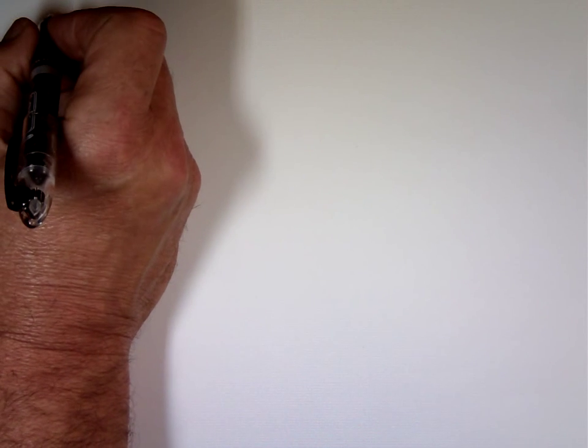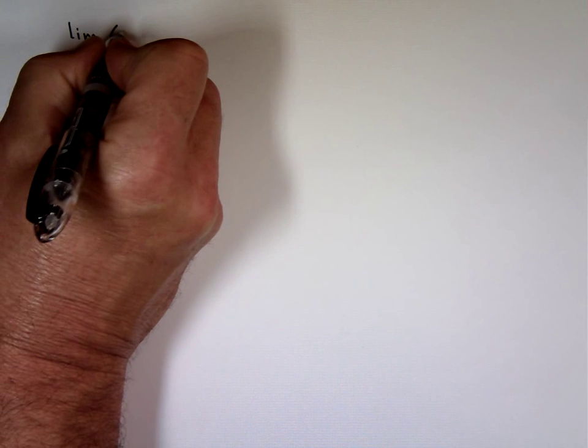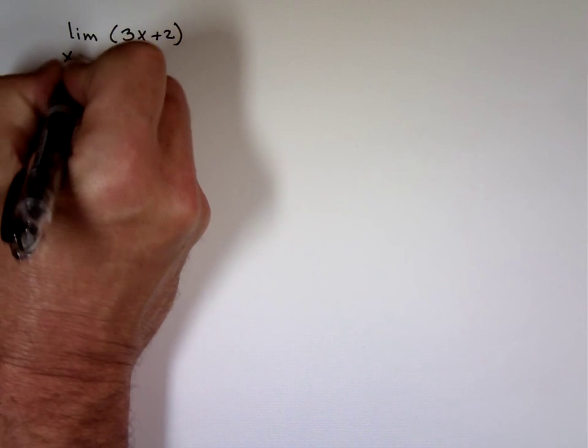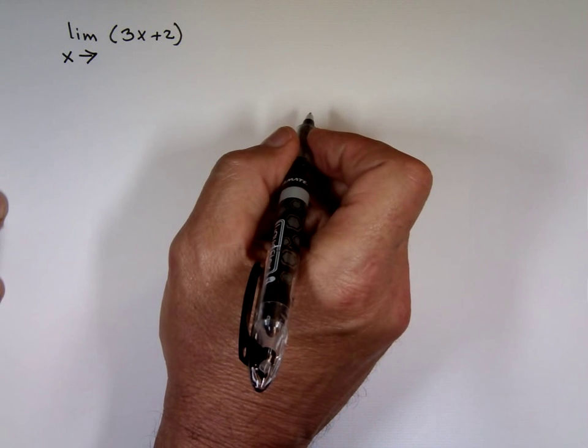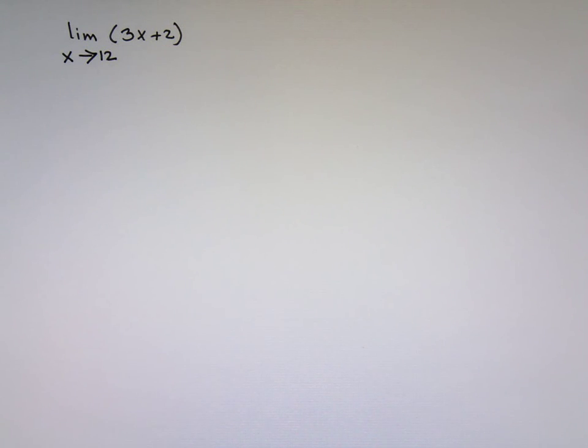What's the limit of 3x plus 2 as x approaches, I don't know, somebody pick a number. Any number. 12? Okay. Let's see. The only method we know right now is pick points. Approaching 12 from the left side.